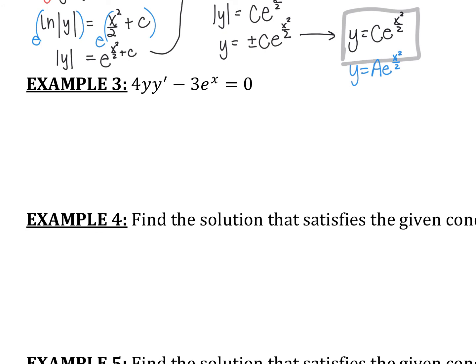Let's look at this one. So the first thing I would do is rewrite. I probably would even rewrite this and move the 3e to the x over. Okay, and now I'm going to separate them. Now, we mentioned that you should take as little baggage as possible with the y.